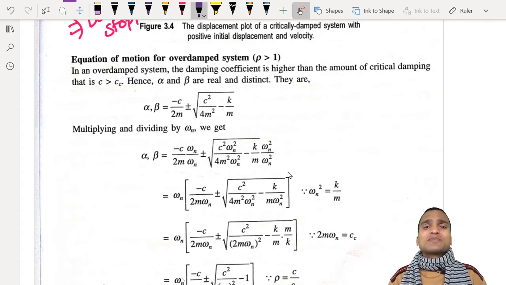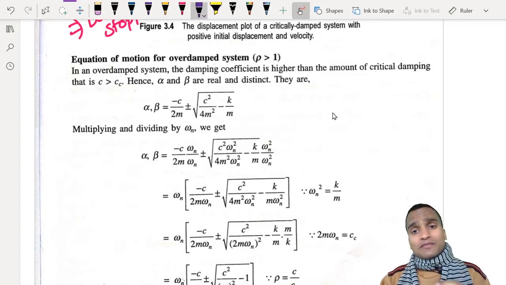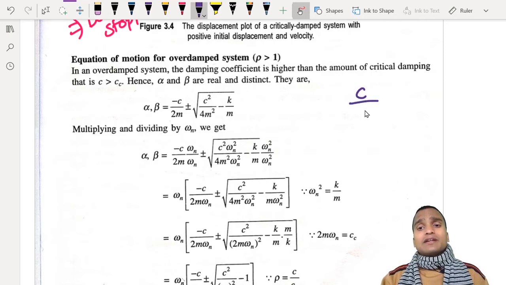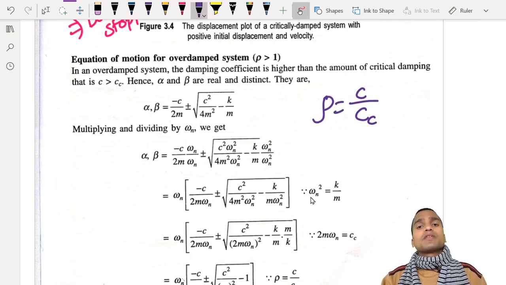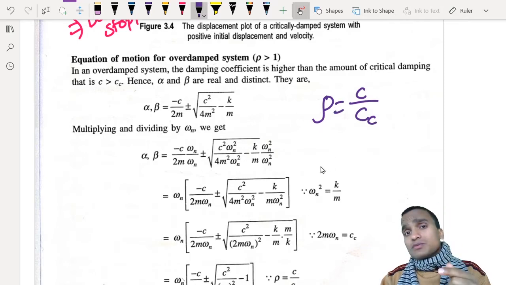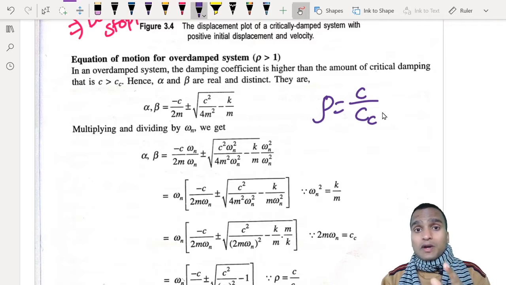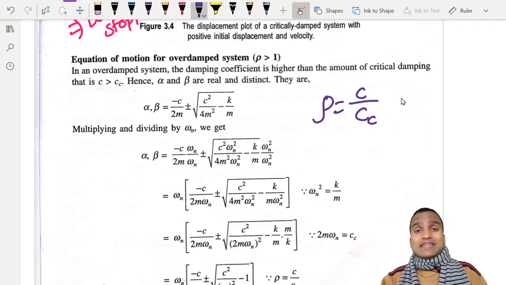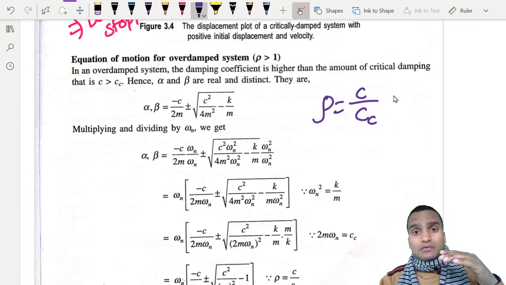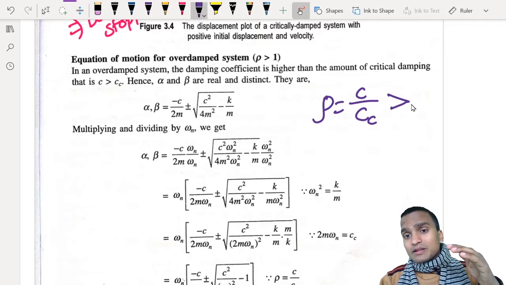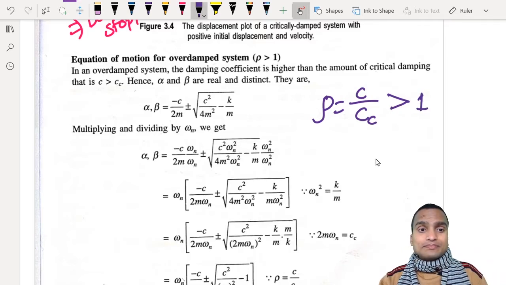So let us start. And as we have discussed, the damping ratio, which is the ratio of damping coefficient C divided by critical damping coefficient Cc, is represented by rho. And if C value is equal to Cc, then rho will be equal to 1, and that is critical damping situation. But now we are increasing the damping coefficient C value greater than critical damping, then rho will become greater than 1. Okay, so this is the situation when there is overdamping.